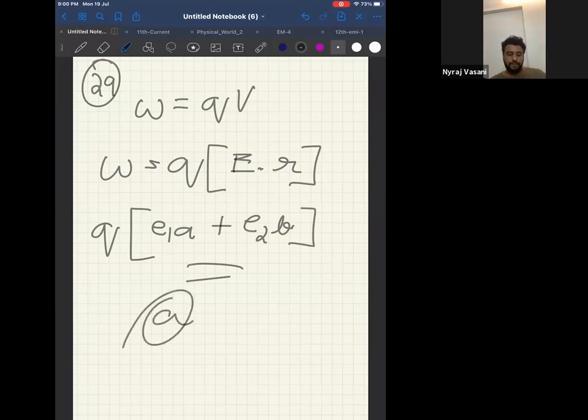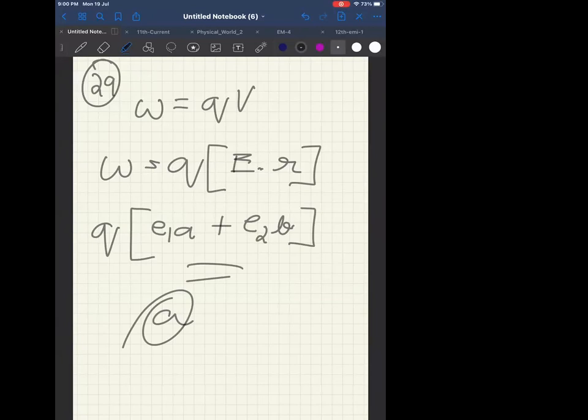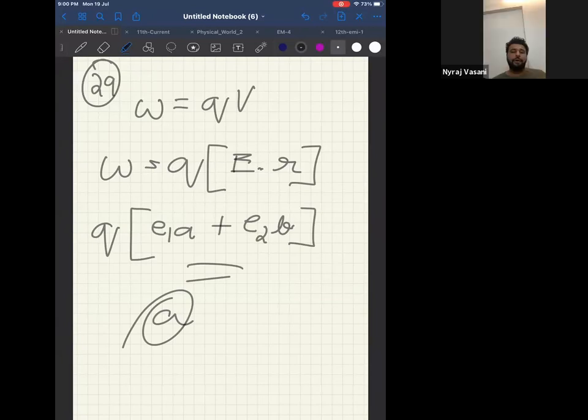Tell me, are you getting this? Yes, sir. K component won't be multiplied because of the dot product, it will be 0. If there is no K component on the other side, dot product will be 0.